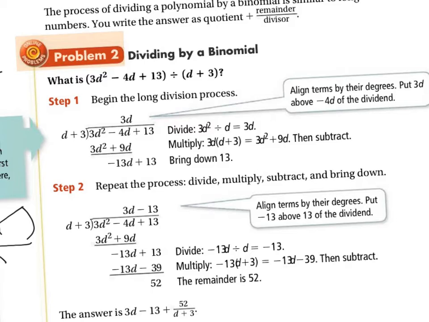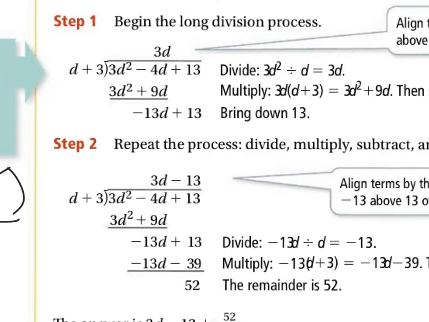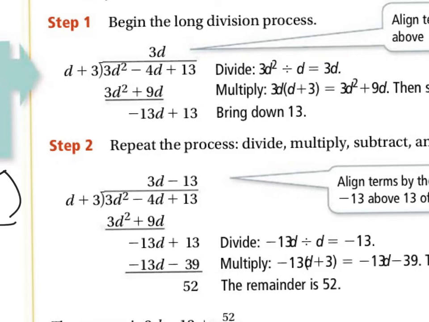What we do is the first part, which in this case is the trinomial, the part that's being divided up, we are going to put that on the inside, and it's being divided by d plus 3. So just like regular division, we're not going to look at the whole thing, we're just going to look at this first part. We're going to look at how many times d can go into 3d squared.